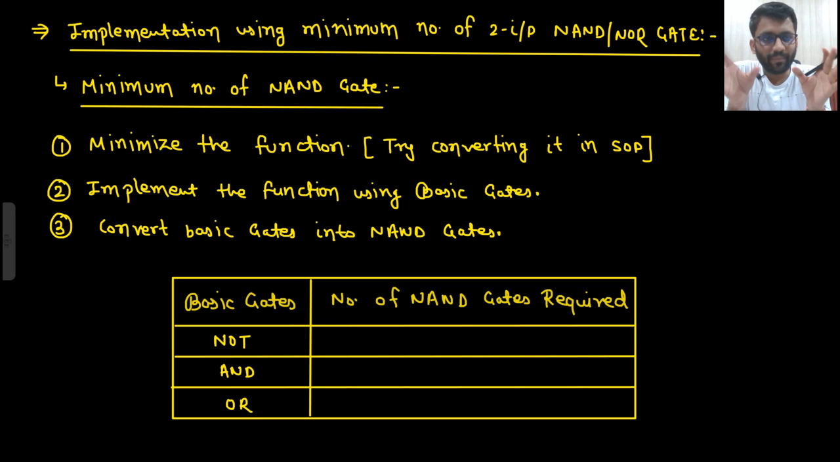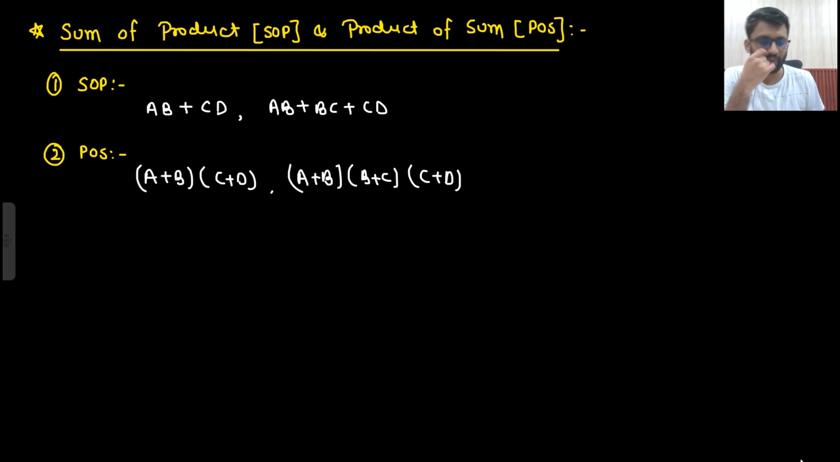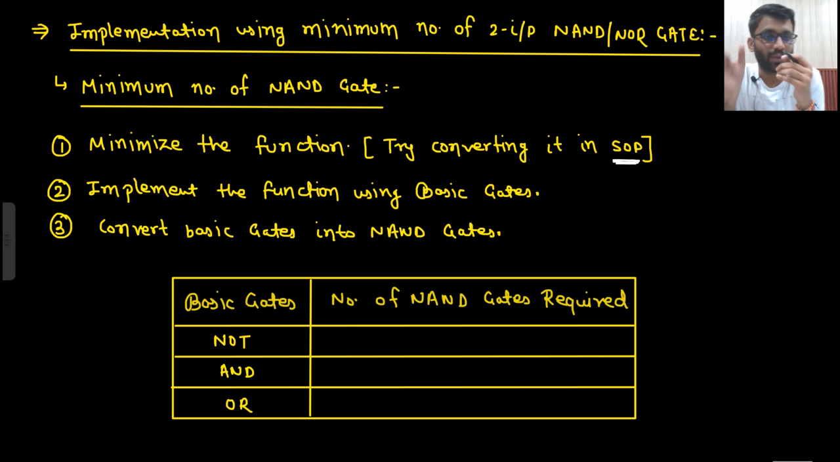So we need to implement a random Boolean function using minimum number of NAND gates. First we will study about NAND gate, then we will study about NOR gate. These are points which you might not be able to remember, but when I am talking NAND gate, you should always think about SOP, sum of product. So my target will be to implement the function in sum of product form. When I talk about NAND gate, my target will be sum of product. This is what you need to remember.